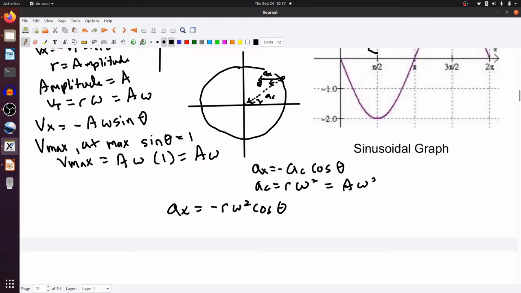And just like the previous problem, we also have a maximum acceleration, and that's going to occur at A omega squared. Because a lot of times the book will ask you for questions about the maximum velocity and maximum accelerations.